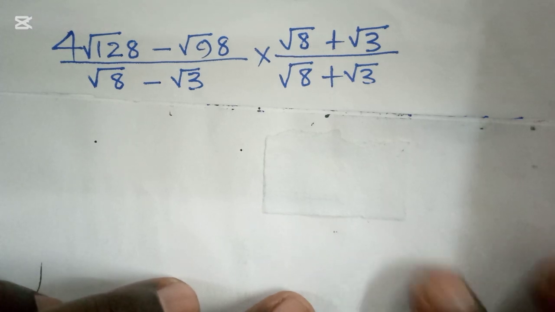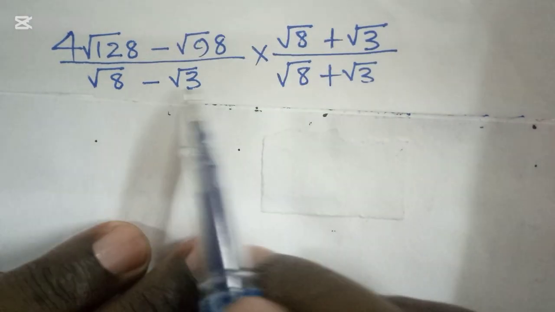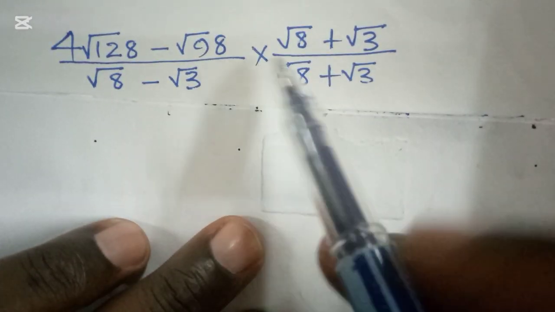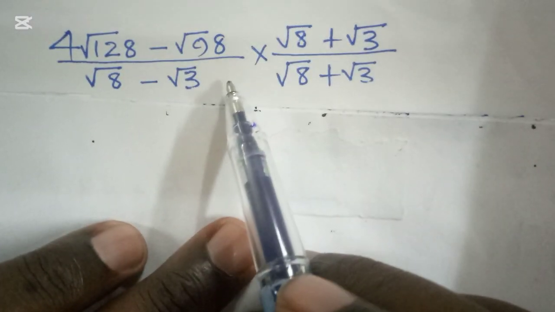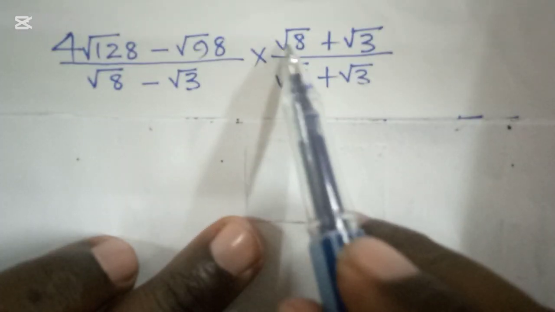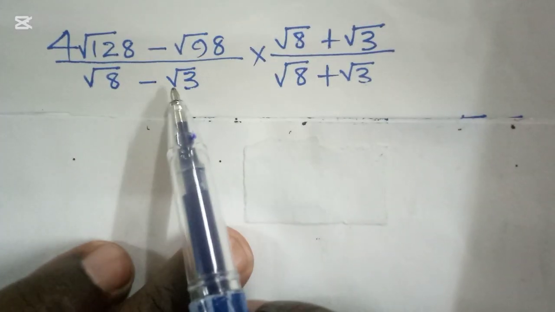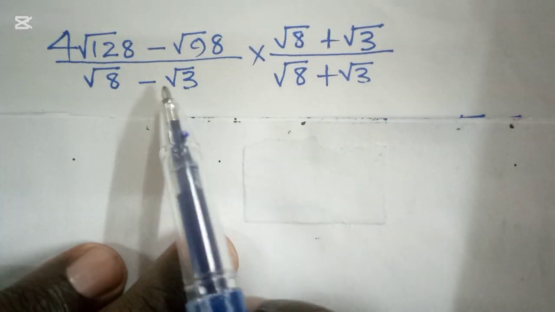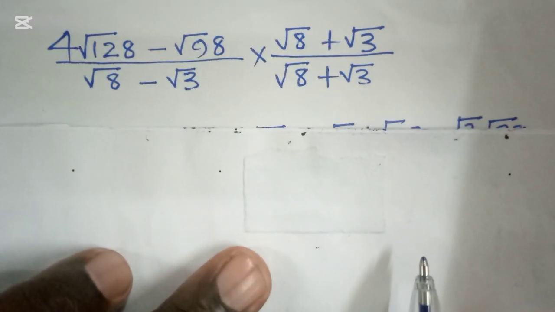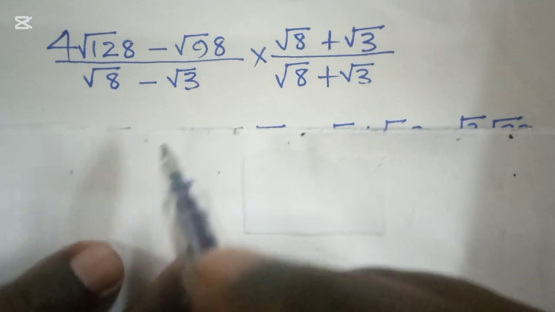And so here is our starting point. We come and multiply here by square root of 8 plus square root of 3. That is for the denominator. And we also multiply the numerator by square root of 8 plus square root of 3. When we come to this point, that is for the denominator, this one gives us what we call the difference of two squares. Whereby we have something like this.